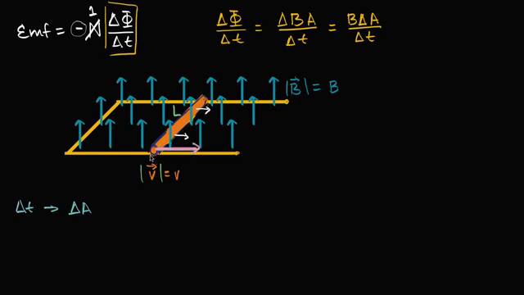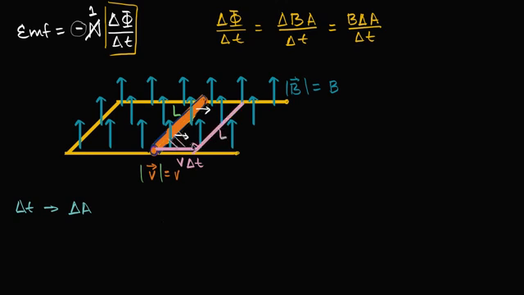So how far will we go after delta t? Well, we know the magnitude of our velocity. If you multiply the magnitude of your velocity times your change in time, that will give you your distance. And so your change in area is going to be the amount of distance that's traveled times the length of the rod, which is just that.